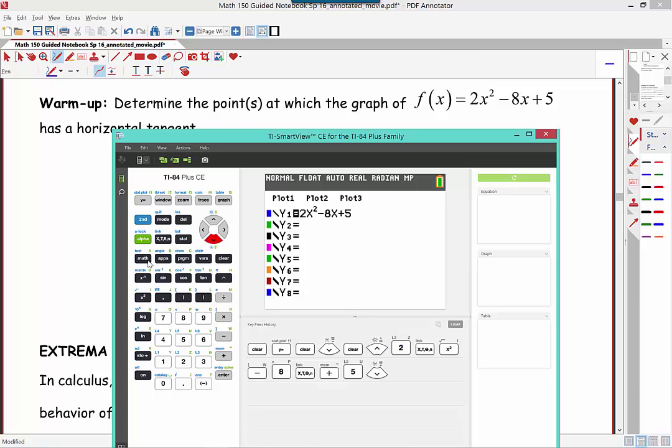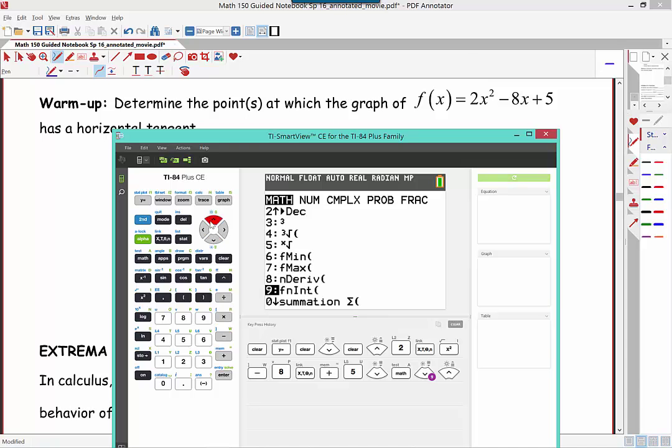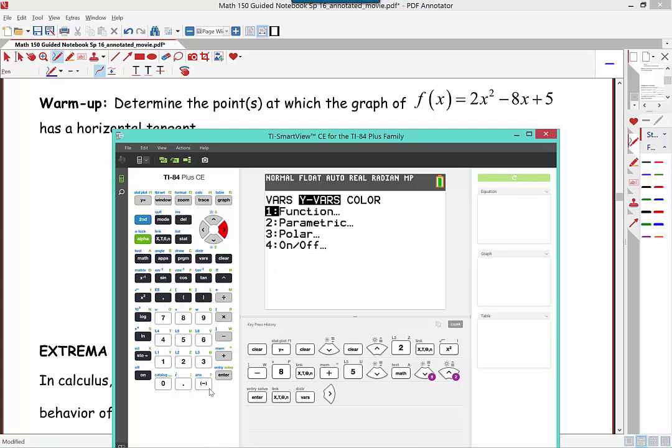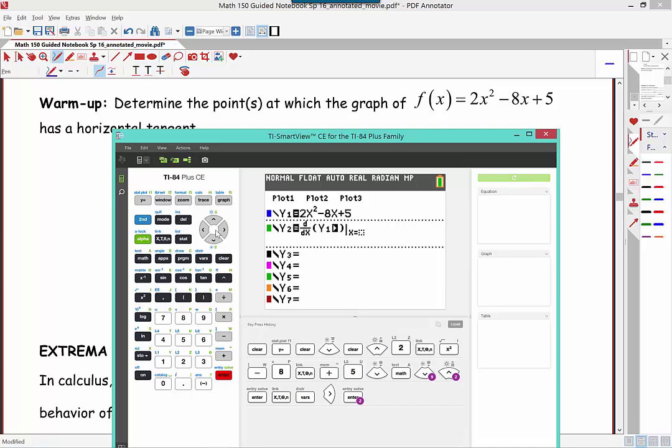So if you remember, you go to math and you go down to nDeriv. If you have an older calculator, this might look a bit different. It'll just have nDeriv, and you might have to put it in differently. It's basically the same steps, but you might have to check the step-by-step examples that I have a link to on the website. There are links for keystroke examples for the TI calculators. So d/dx, and we want to do of our Y1, so we'll do VARS, Y-VARS, enter, and we want to do all of x, so we'll say x is x. Good so far?